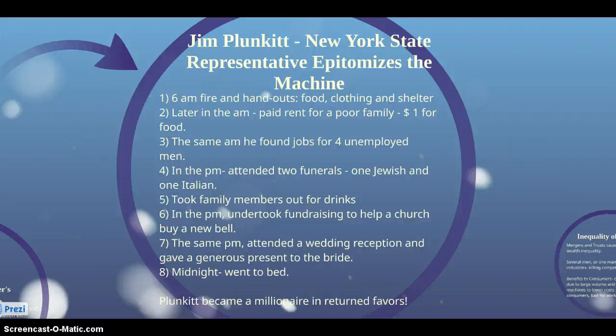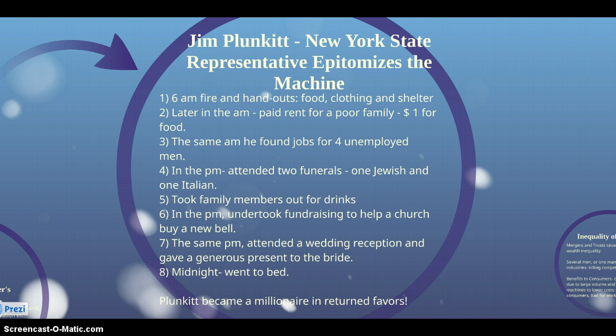Later in the morning, he paid rent for a 4 family and provided them with $1 so they could buy food. In the same morning, he found jobs for 4 unemployed fellows. That afternoon, he attended 2 funerals, one of a Jewish family and one of an Italian family, and then he took members out for drinks afterwards. In the evening, he undertook fundraising to help a church buy a new bell, and that same evening, he attended a wedding reception and gave a generous present to the bride, and at midnight, he actually went to bed.